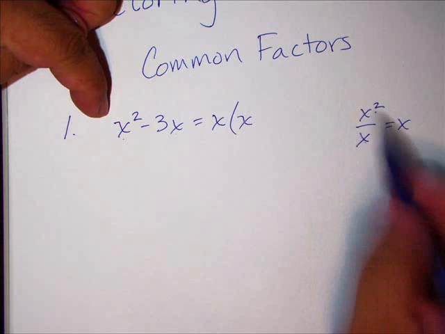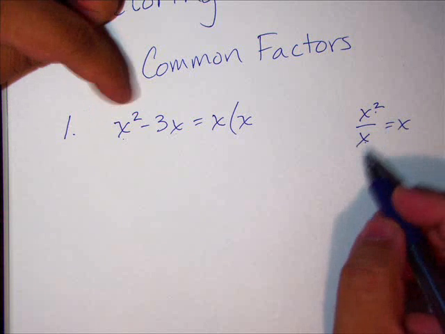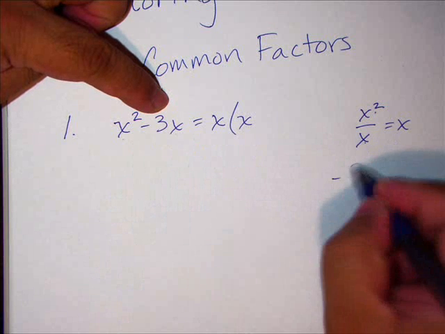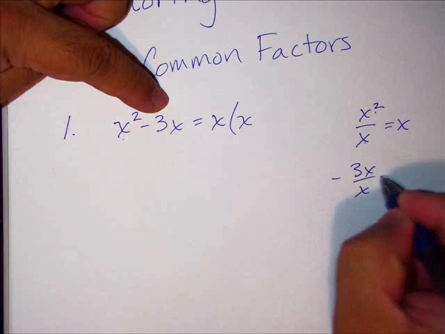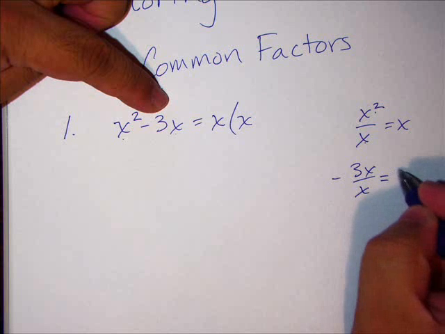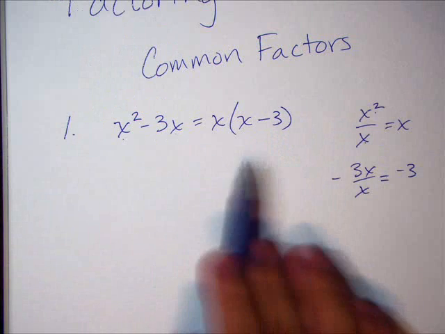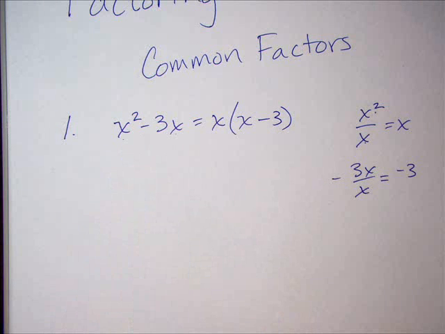This is what I'm doing, basically dividing the term by x. At the same time, I'm taking the x out of minus 3x. So I'm basically dividing that term by x, leaving me negative 3. So it's x minus 3. That's the factored form of x squared minus 3x.